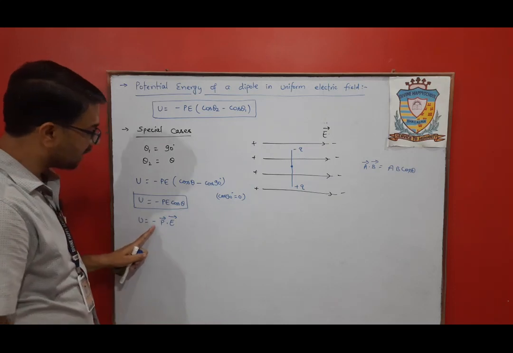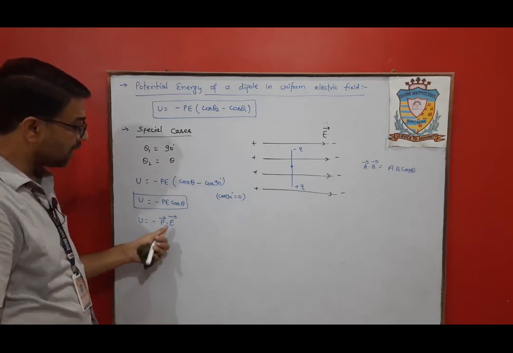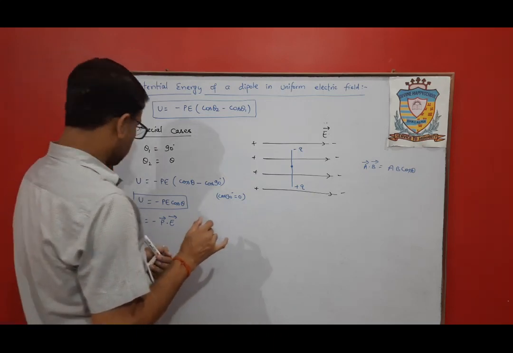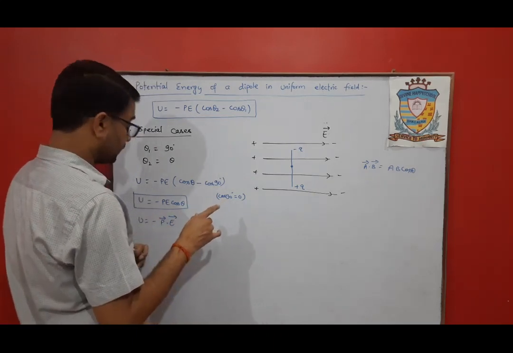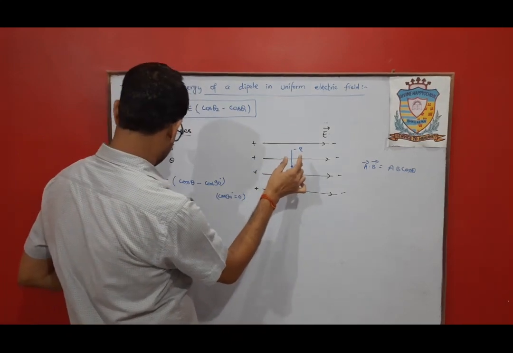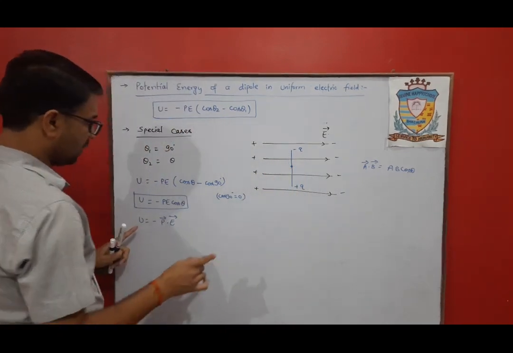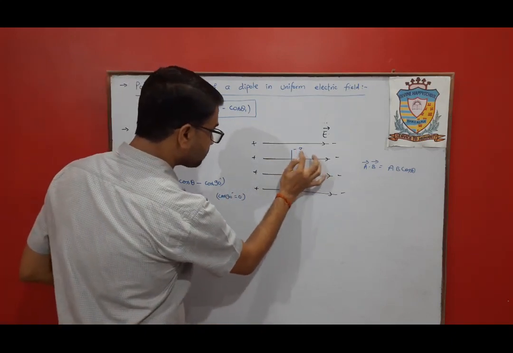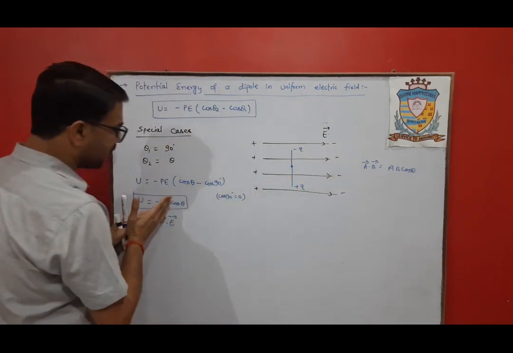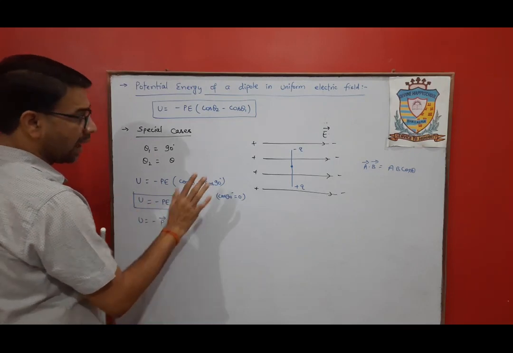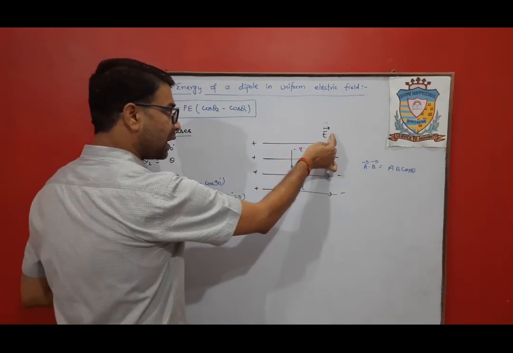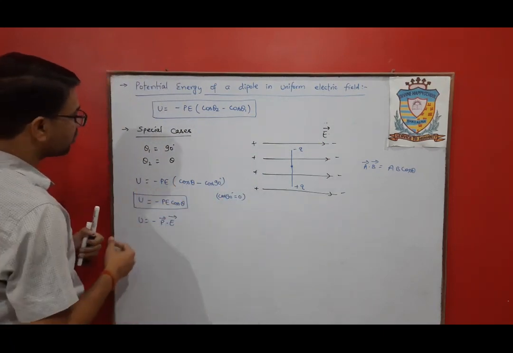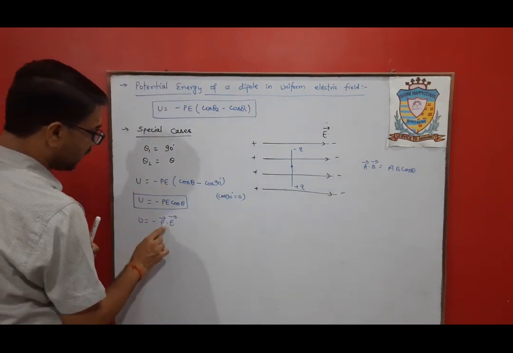Here this negative sign indicates that this is opposite in direction. In that case, this will appear at any angle theta, but in the opposite direction of this electric field E. With the help of this, we can also find two special cases.